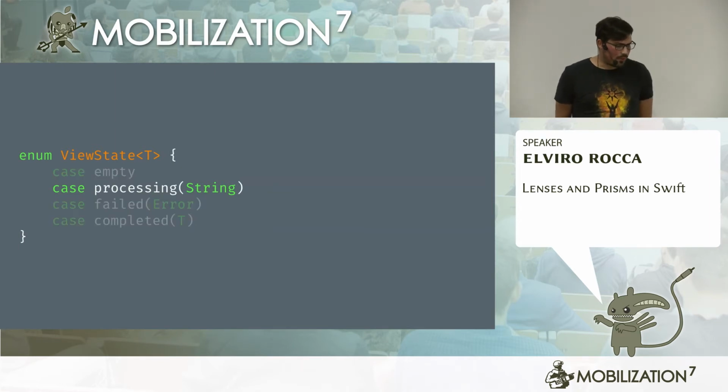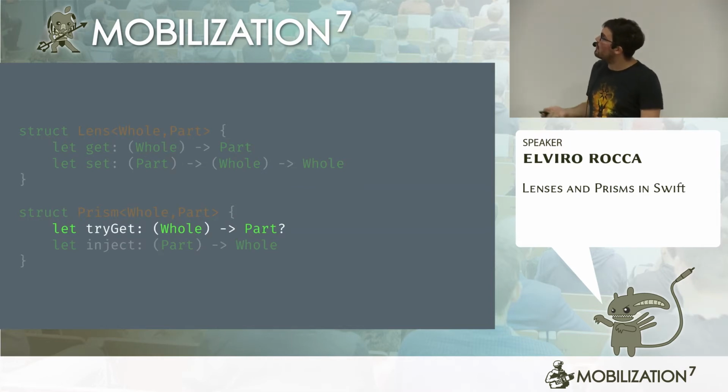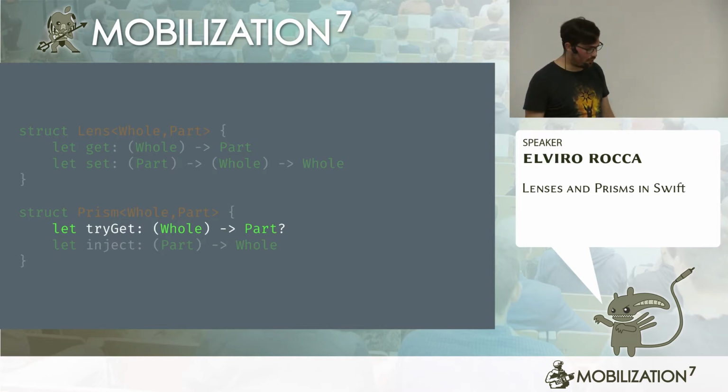So, for example, we would like to define a prism on the processing case. This is going to be a prism in which the whole, so the data structure, is view state T, and the part is the string. So these are the two types, view state T and string. And the processing prism is going to be a prism from view state T to string. Then the try get function of the prism will return an optional string from this processing prism. Because if we give it an instance of a view state and it's in the processing case, it's going to return a string. If it's not in the processing case, it's going to return nil.